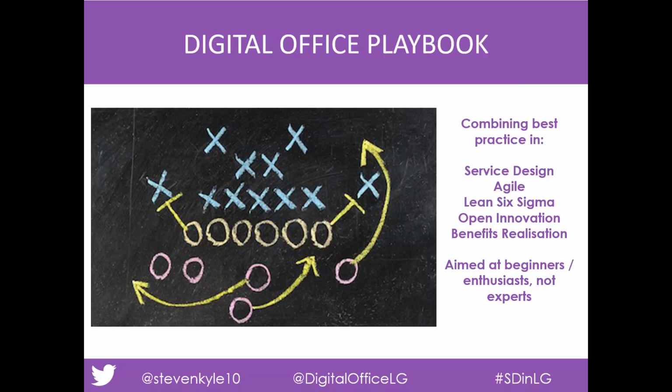And that's one of the key outputs of the Digital Transformation Capabilities project. But it's not just about service design. The playbook is aiming to combine best practice when it comes to service design, agile, Lean Six Sigma, open innovation, benefits realization, because we recognise that the last thing we want to be doing is coming along and saying that any one of these methodologies is the one ruling and best way to deliver a project or to focus on a project, because that wouldn't be true.